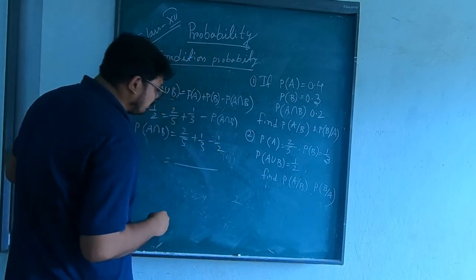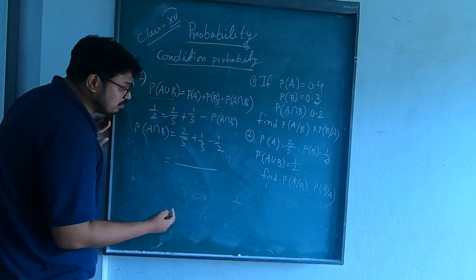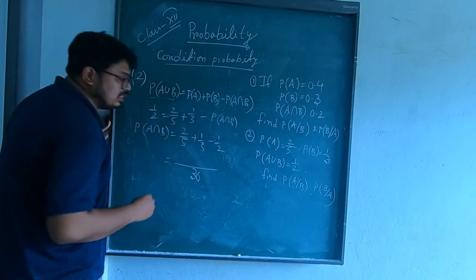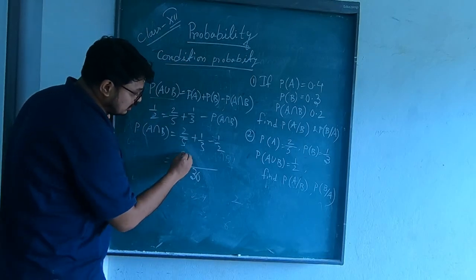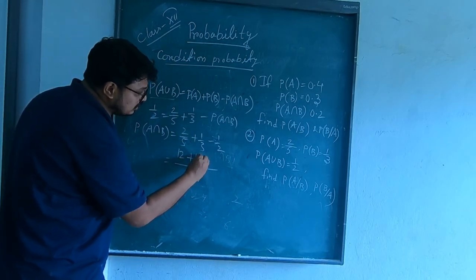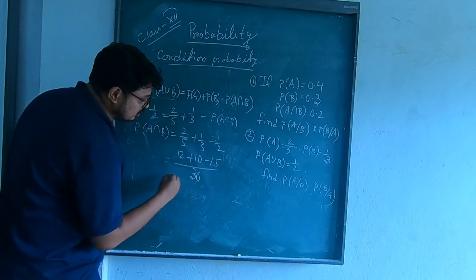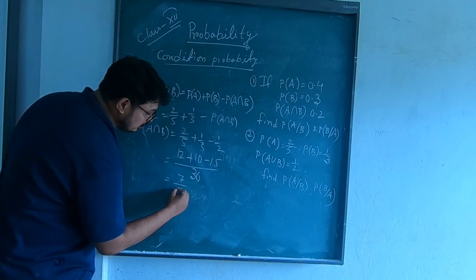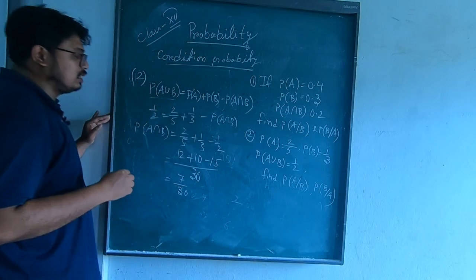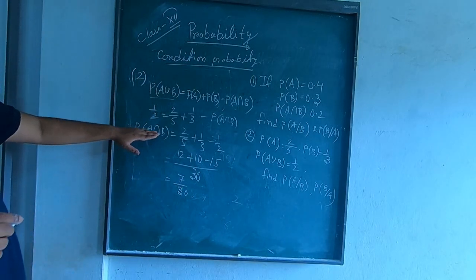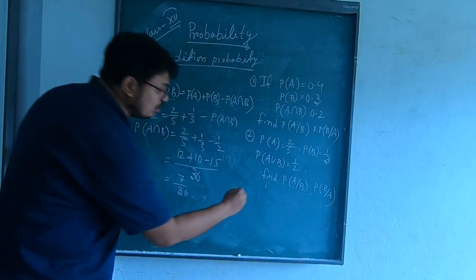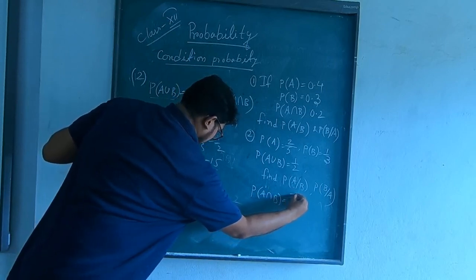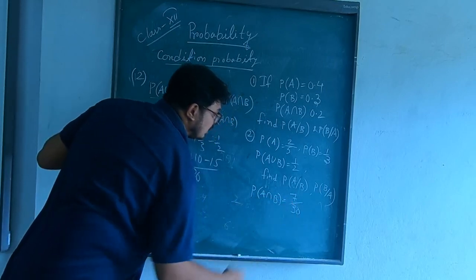If you take the LCM of 5, 3, 2, what is the LCM? 30. 30 is the LCM, so we will get 12 plus 10 minus 15. That means 22 minus 15 is 7 by 30. The value is 7 by 30. So P of A intersect B we found, it is 7 by 30.